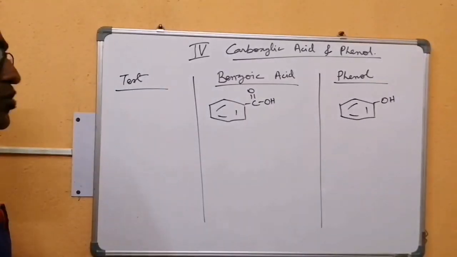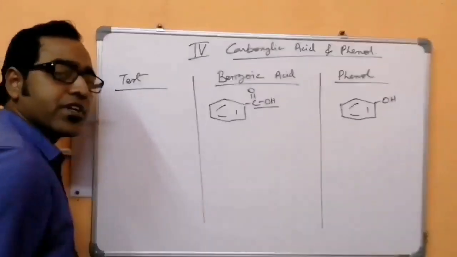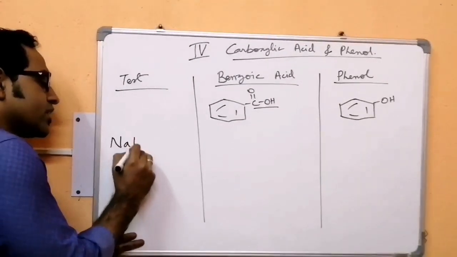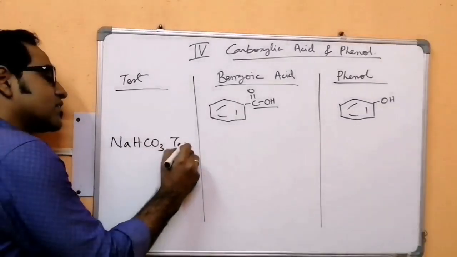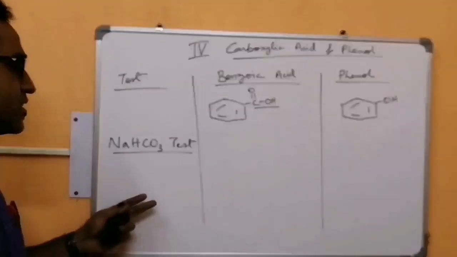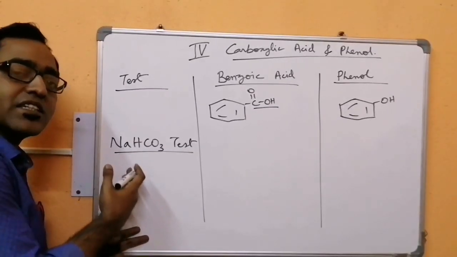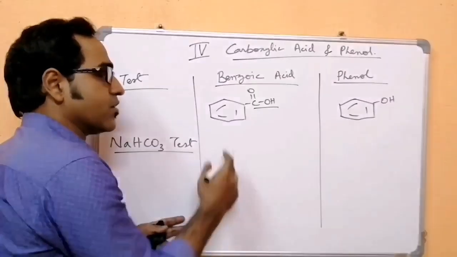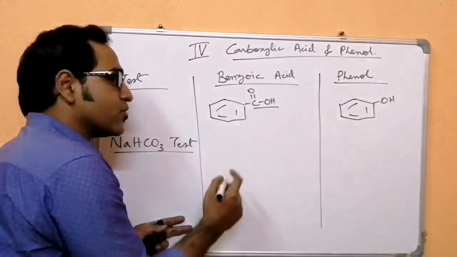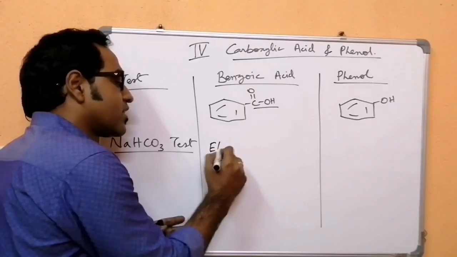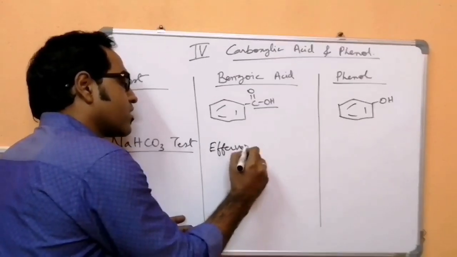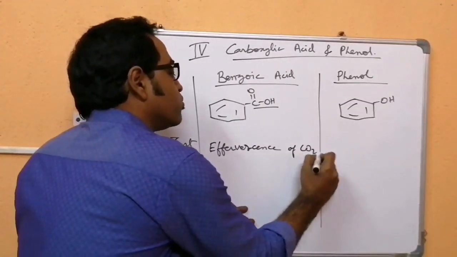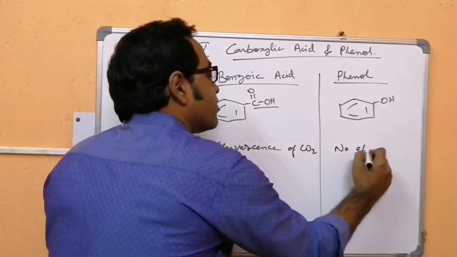Now what test you are going to do? Benzoic acid has a functional group carboxylic acid. So here we will do the sodium bicarbonate test, NaHCO3 test. Now in this test, since the reagent is mentioned in the test, no need to mention the reagent. Simply write the observation. For benzoic acid, we will observe effervescence of CO2. Here no effervescence.